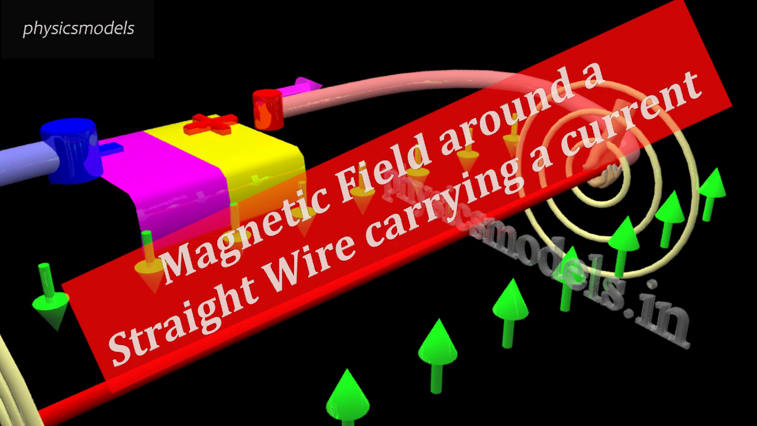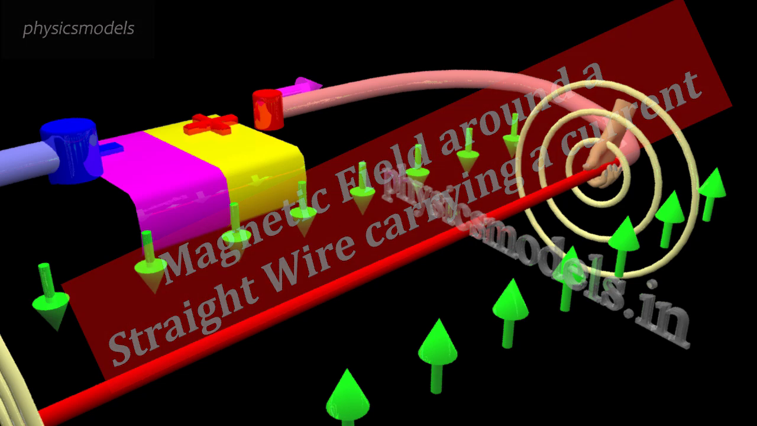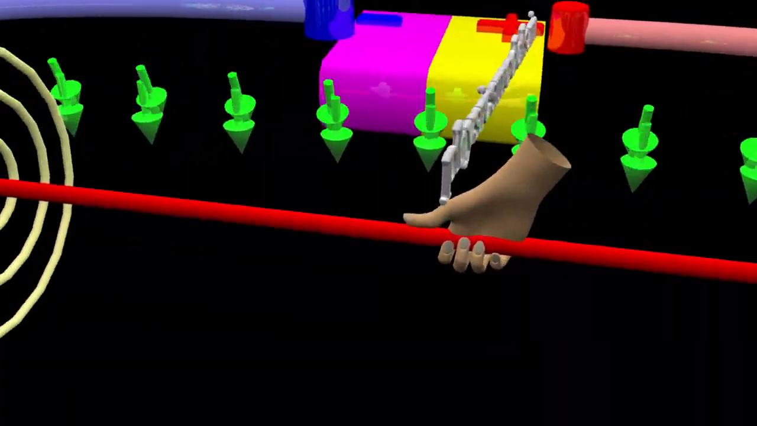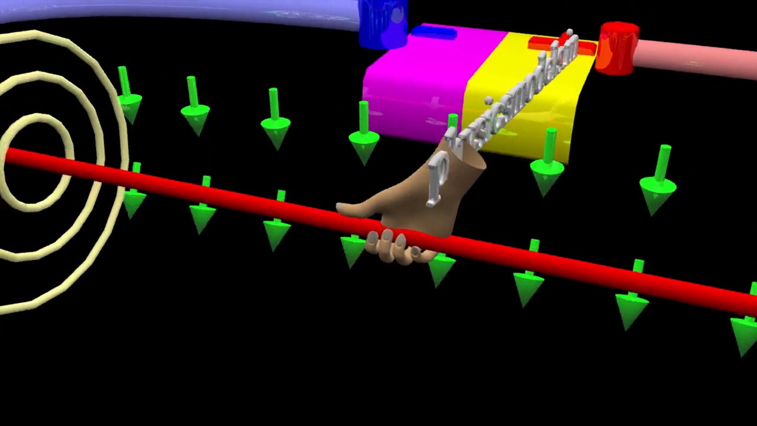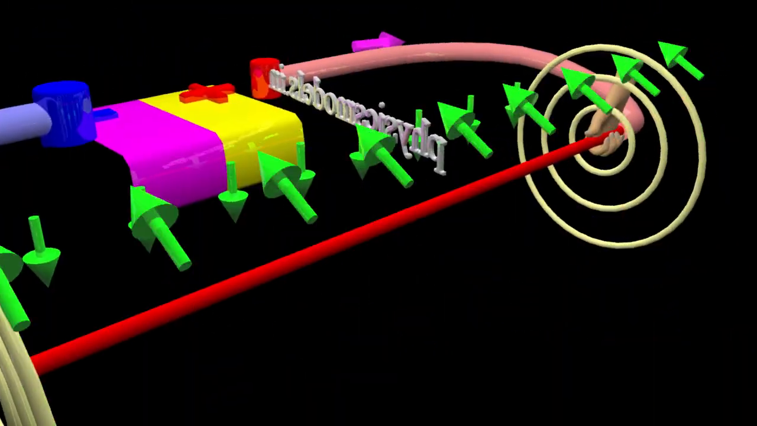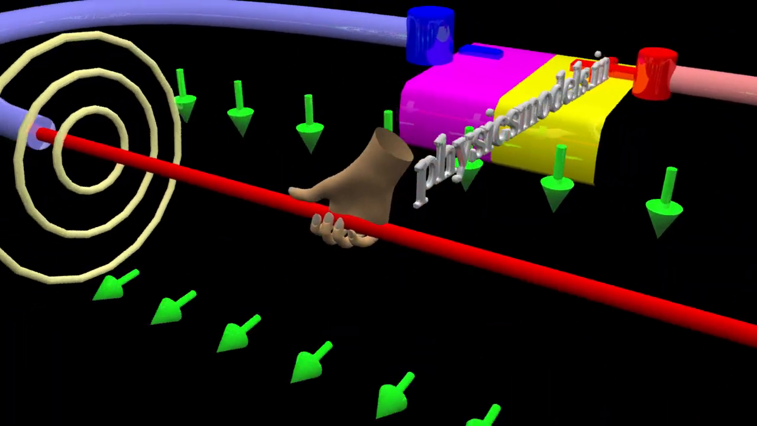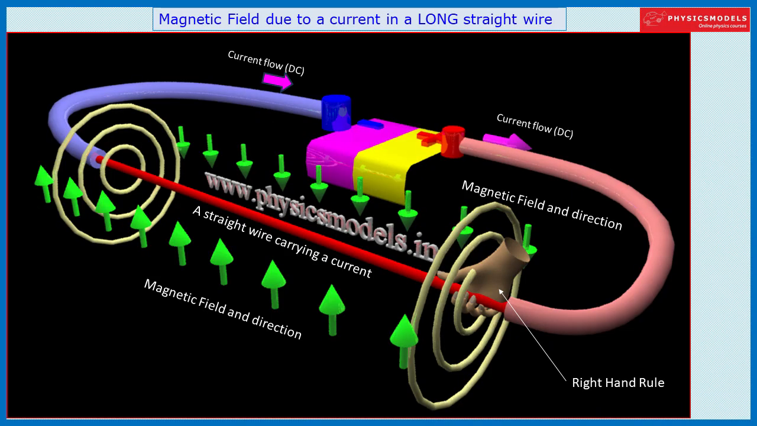Hello, in this video I'll explain to you the magnetic field which gets created around a straight wire when a current flows through it. So a current is flowing in the direction shown on the red wire and the magnetic field is getting created around the wire and they are concentric circles and that's why the arrows are rotating.